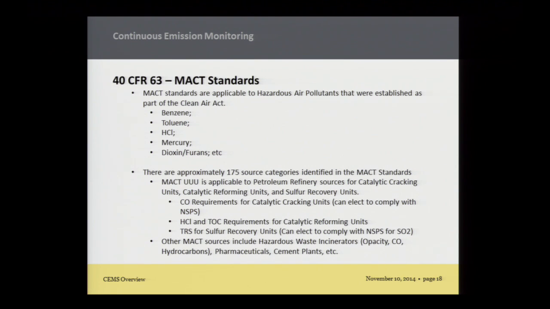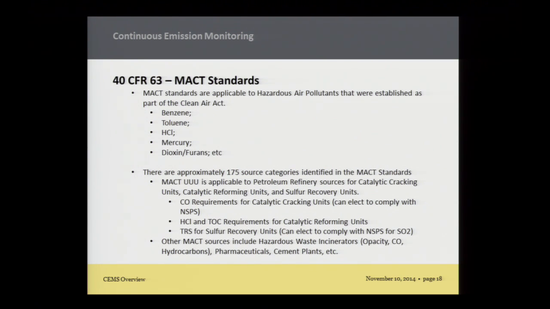Your MACT standards, this is where you get pulled in a lot of times for your sources. They're applicable to hazardous air pollutants that were established as part of the Clean Air Act, so benzene, toluene, HCl, mercury, Ds and Fs, etc. Approximately 175 source categories are identified in the MACT standards.